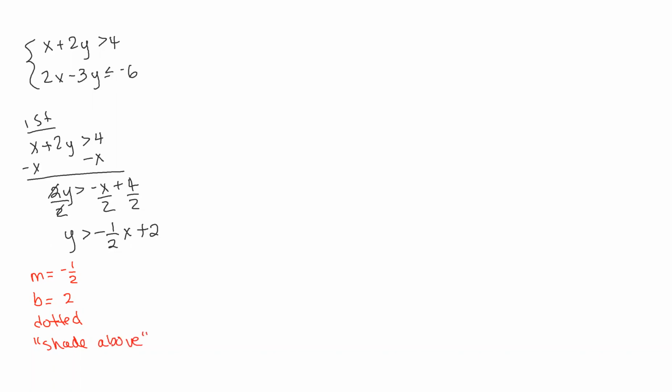All right, for the second equation, we have 2x minus 3y is less than or equal to negative 6. Again, we're solving for y, so I'm going to start by subtracting 2x. That's going to leave me with negative 3y is less than or equal to negative 2x minus 6.